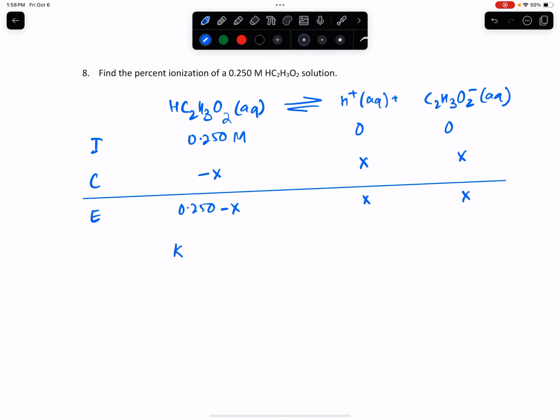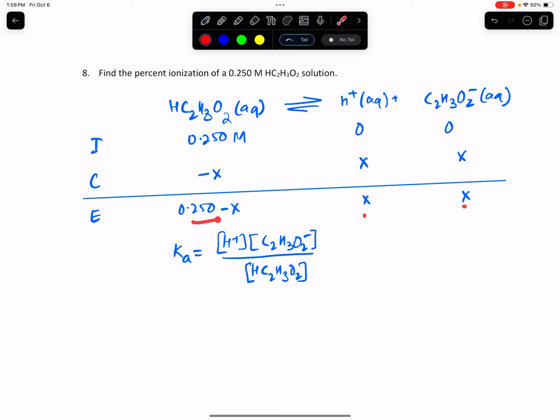Now the equilibrium expression for this: Ka is equal to the H+ concentration times the C2H3O2- concentration divided by HC2H3O2. Let's plug in these values. That gives us X times X over 0.250 minus X. We have to find the value of Ka for acetic acid from a table, which is 1.8 times 10 to the negative 5.